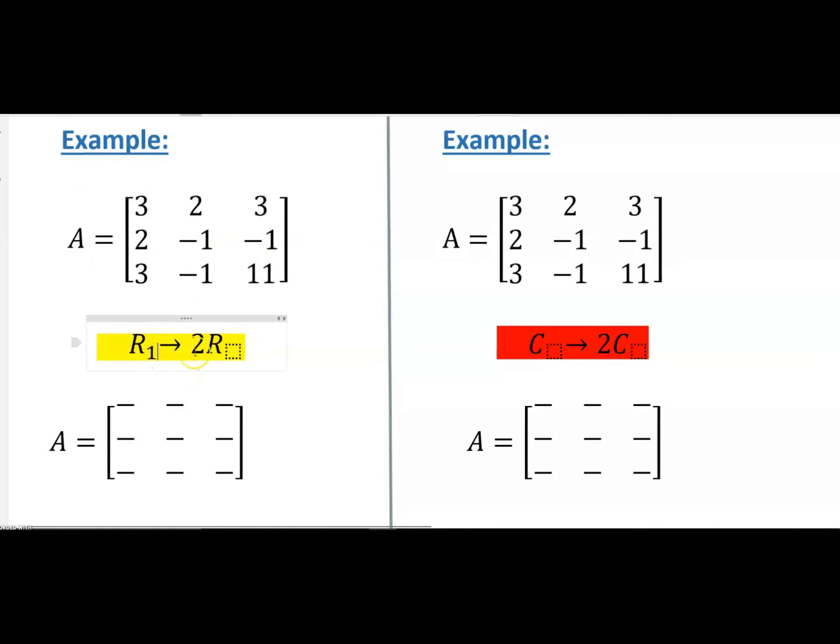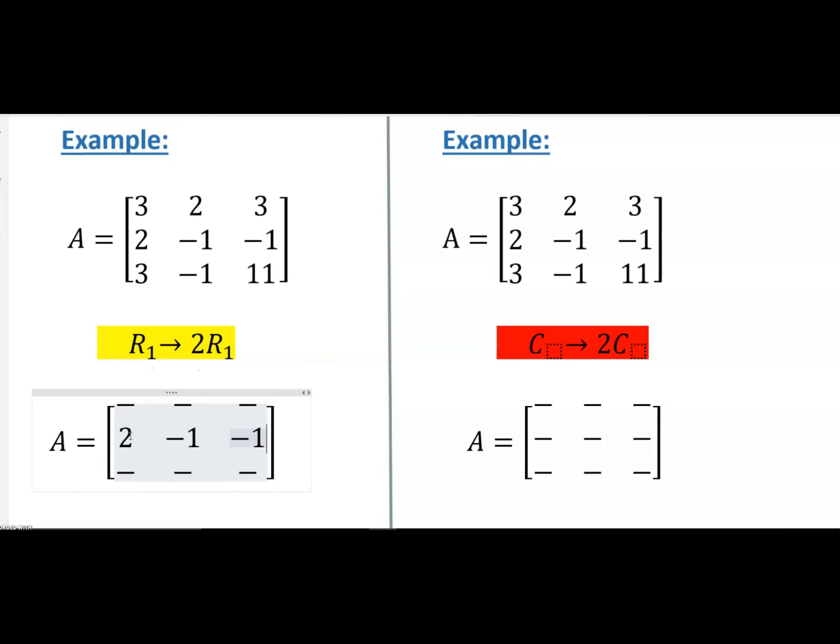I'm taking the first row and I will multiply the first row by 2. What is 2 here? A scalar. I'm applying the operation on the first row; you can apply it on the second as well as on the third, all depending on the number of rows in the matrix. It means the second and third rows remain as they are, and the third row is 3, minus 1, 11. The first row, after multiplying every element by 2, will become 3 twos are 6, 2 into 2 is 4, and 3 into 2 is 6.